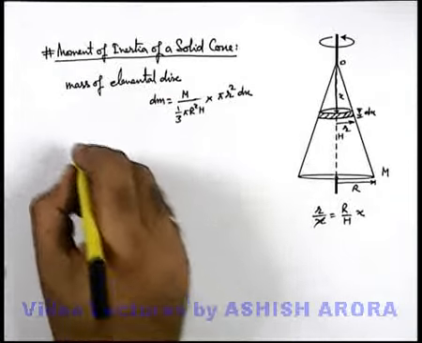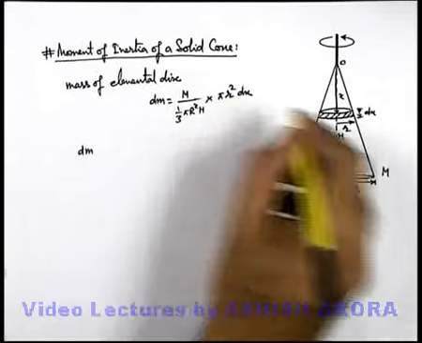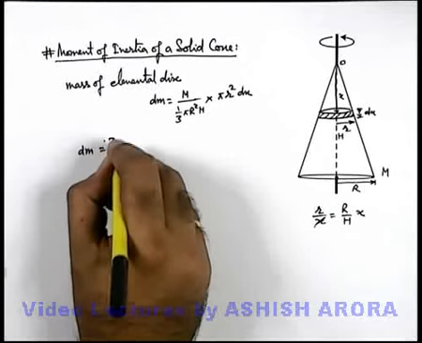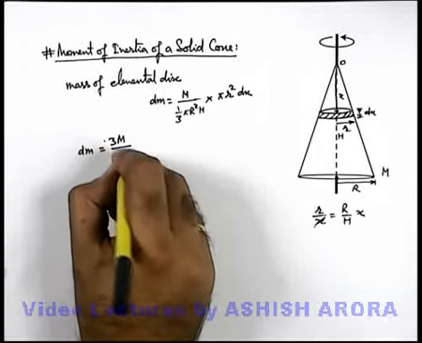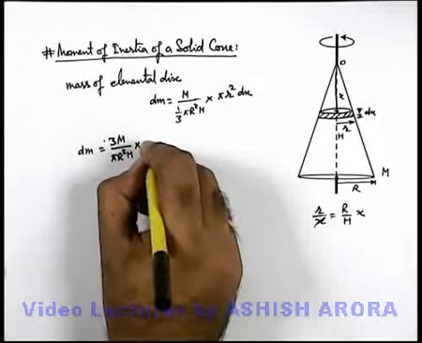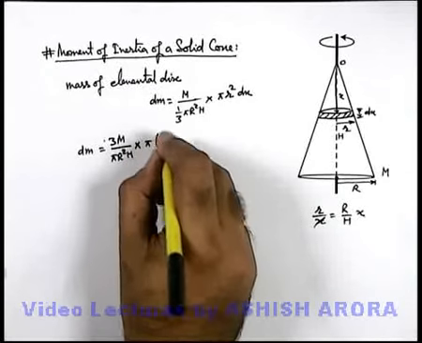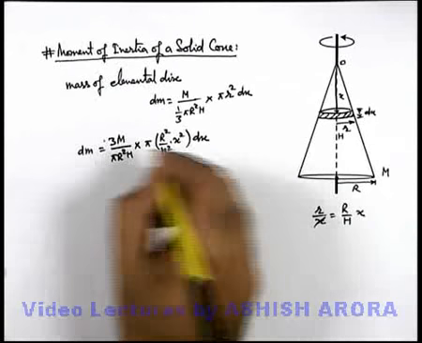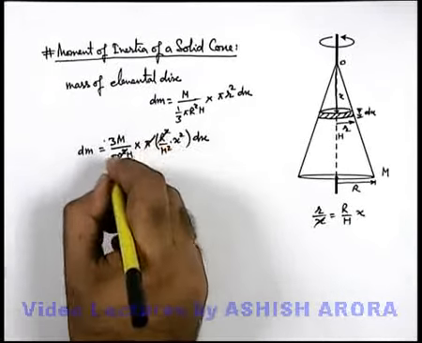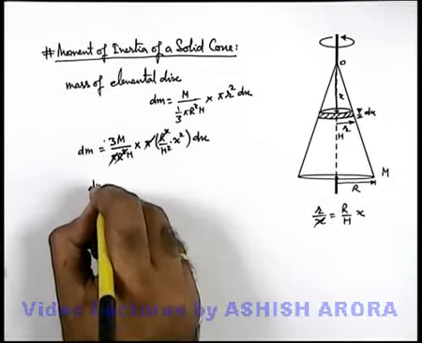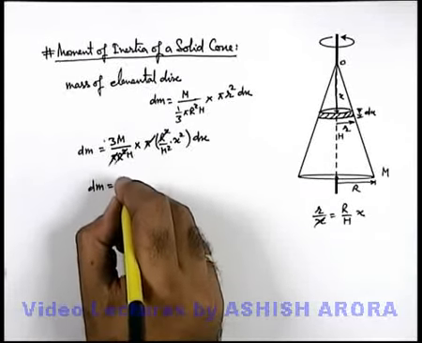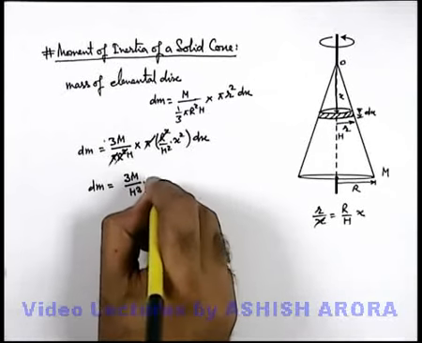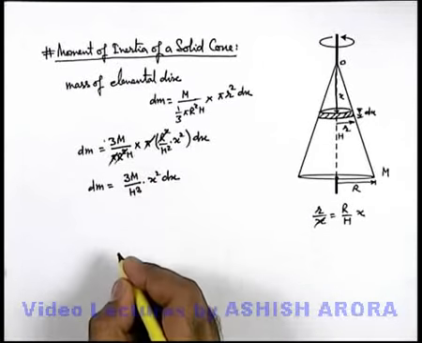So if we substitute the value of small r, the radius of this disk, we'll get this dm as 3m by pi R square h multiplied by pi, small r square will be R square by h square into x square dx. Here this R square gets cancelled out, pi also gets cancelled out. So this elemental mass we can write as 3m upon h cube into x square dx.